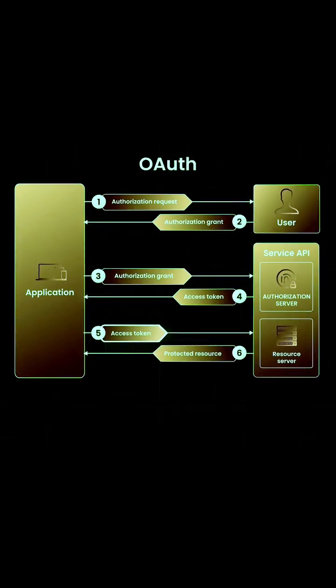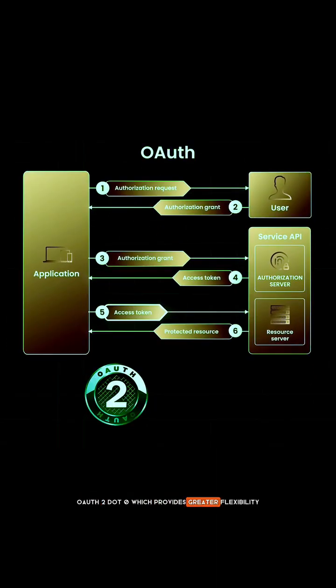granular control. OAuth 2.0, which provides greater flexibility and scalability than OAuth 1.0, has become the gold standard for API authentication, and it supports extensive API integration without putting users' data at risk.